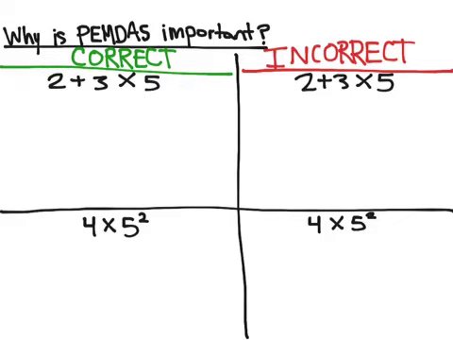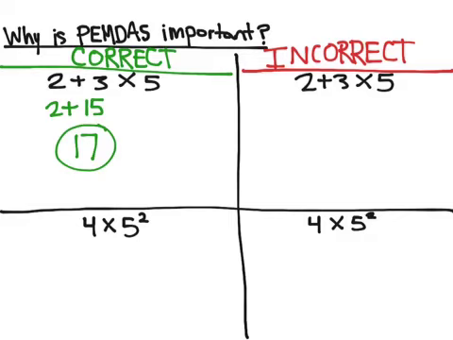Now, if we follow the steps of PEMDAS, there are no parentheses, no exponents. There is multiplication, so we're going to multiply first. So we're going to multiply 3 times 5 first. So we pull the 2 down, 2 plus 3 times 5 is 15. And then 2 plus 15 is 17. And that's our correct answer for that problem.